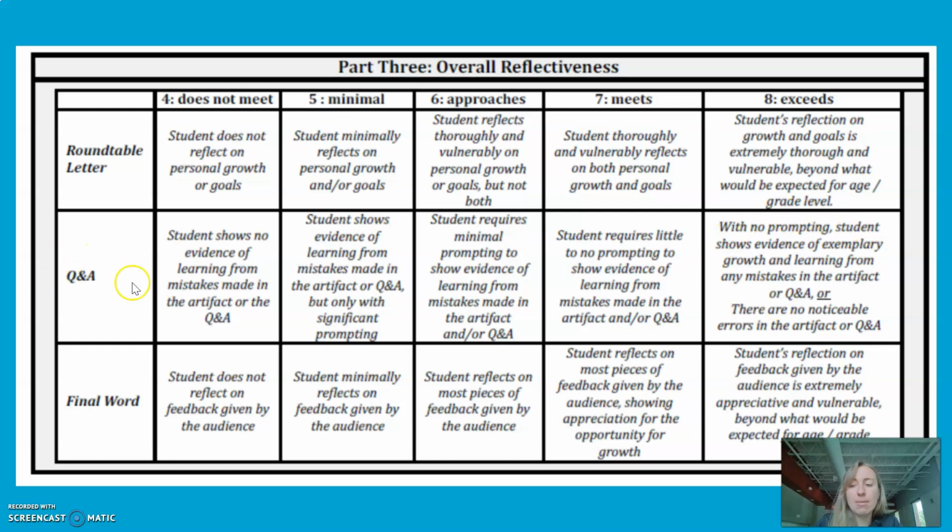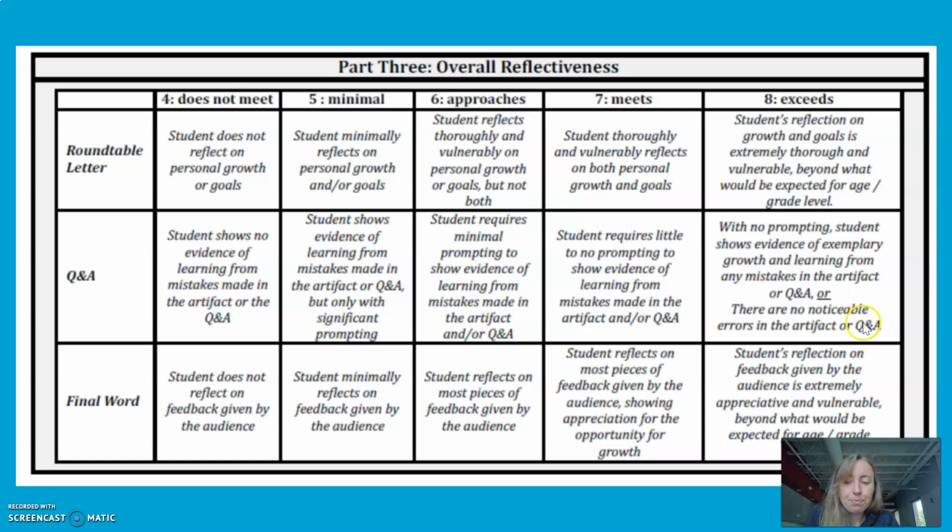The Q&A part of this rubric is, with no prompting, student shows evidence of exemplary growth and learning from any mistakes in the artifact or question and answer, or there are no noticeable errors in the artifact or Q&A. So this is a place where if you made any mistakes in your artifact, or if you make any mistakes while you're answering, it's a really good opportunity to just go back and say, this is what I did incorrectly here, this is how I know it's incorrect, this is how I would do it differently next time.